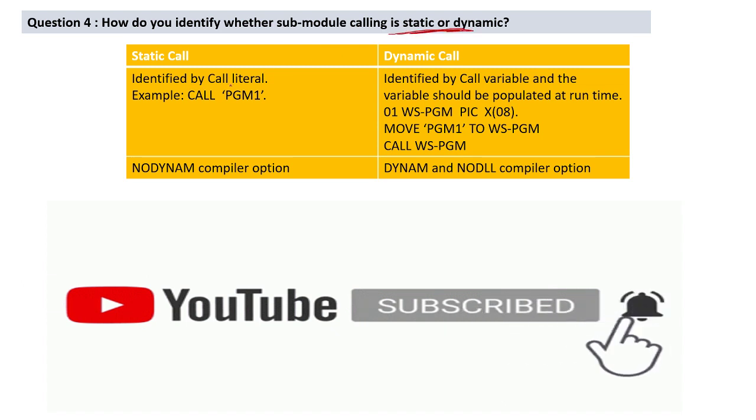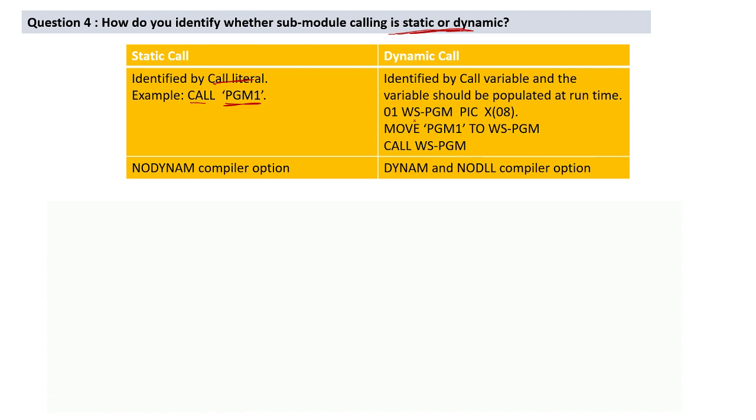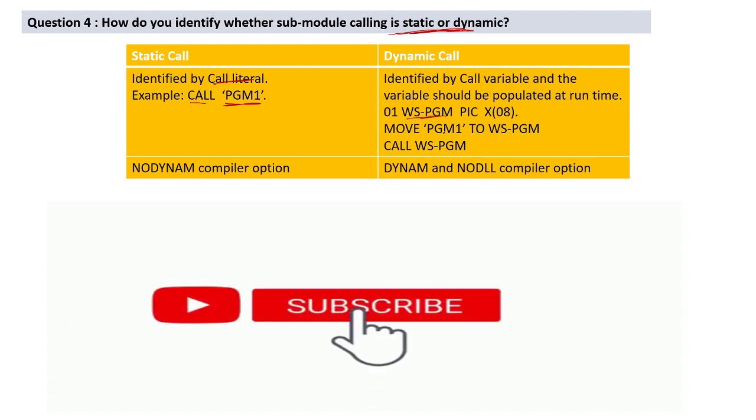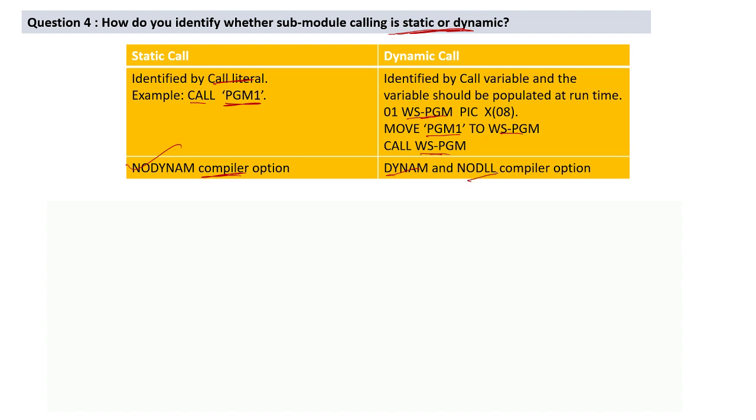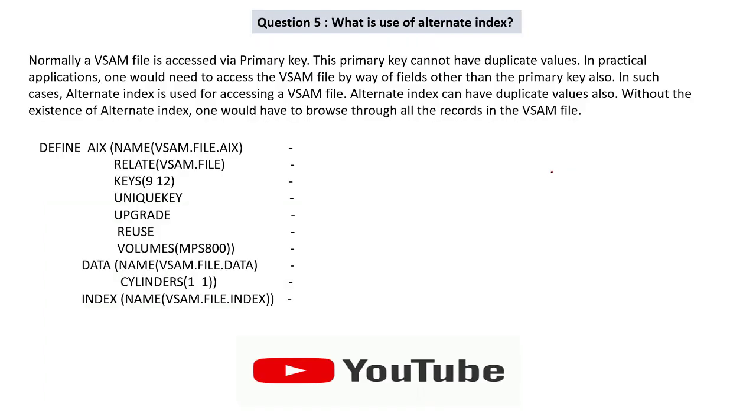Identify the call literal: if we are writing CALL and the program name, it means it is static. And if we first have a variable, move the program name to the variable, and then call it, it means it is a dynamic call. In a static call we should have the NODYNAM compiler option, and in the dynamic case we should have DYNAM and NODLL compiler options.